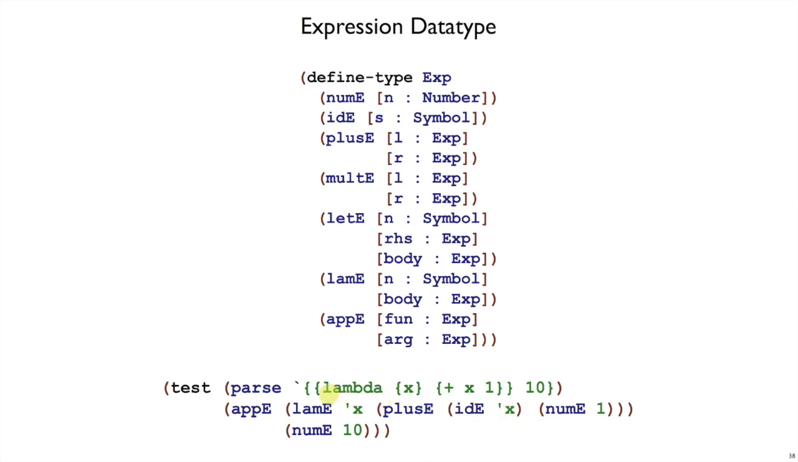Here's another example. This has two curly braces at the beginning. So that second curly brace is a lambda, but the first one means function call. So that's going to be an appy of a lam e. It's the same lam e that we saw before. And then the argument expression is 10, so that's a num e.